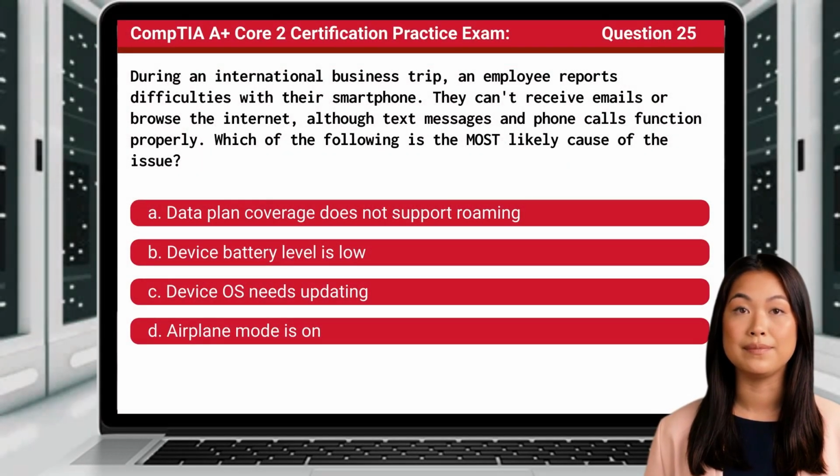Question 25. During an international business trip, an employee reports difficulties with their smartphone. They can't receive emails or browse the internet, although text messages and phone calls function properly. Which of the following is the most likely cause of the issue?